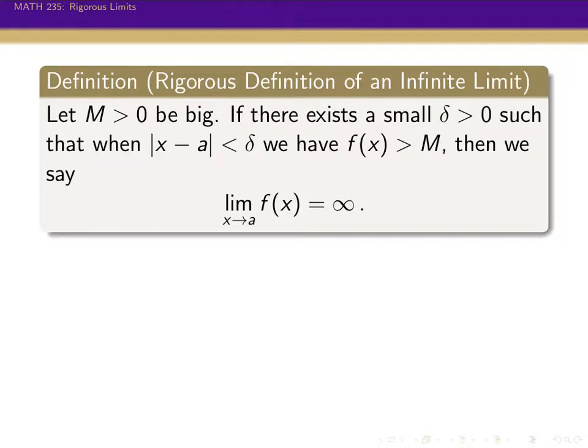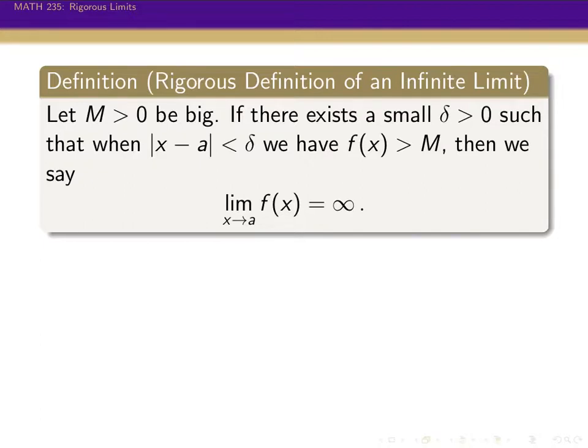And so our new definition is: let M be big. This is sort of an analog of epsilon being small. Now, to go off to infinity, we want M to be big. Then there exists a small delta greater than 0, such that when the absolute value of x minus a is less than delta, so when x is close enough to a, which we measure using delta, then f of x is bigger than M. So f of x is big. It's bigger than our big number M. That's what we mean when we say the limit of f of x as x goes to a equals infinity.